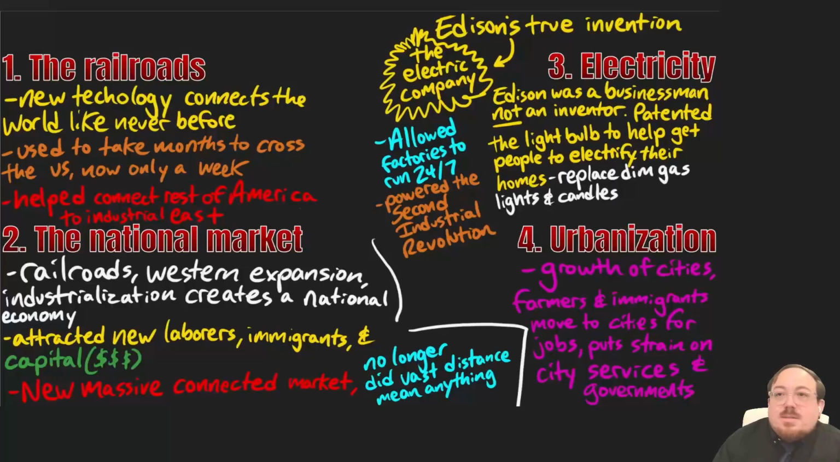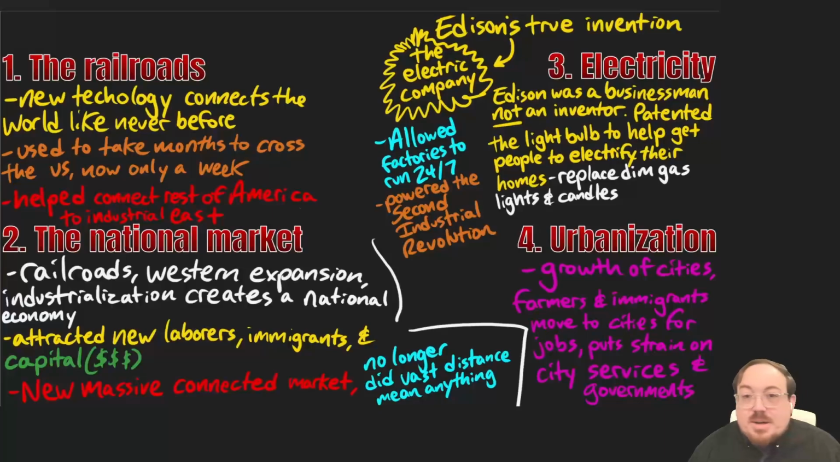Moving on to our third term, electricity. We have to talk about one of these things that you've probably heard in some of your other history classes, and the main focus of that is going to be Thomas Edison. Now, you might have heard, of course, that Edison invented the light bulb. Well, Edison wasn't actually an inventor. What Edison did do was hire inventors and then turn around and patent what they created. So what he actually created was an electric company, and the light bulb was a way to sell that electricity.